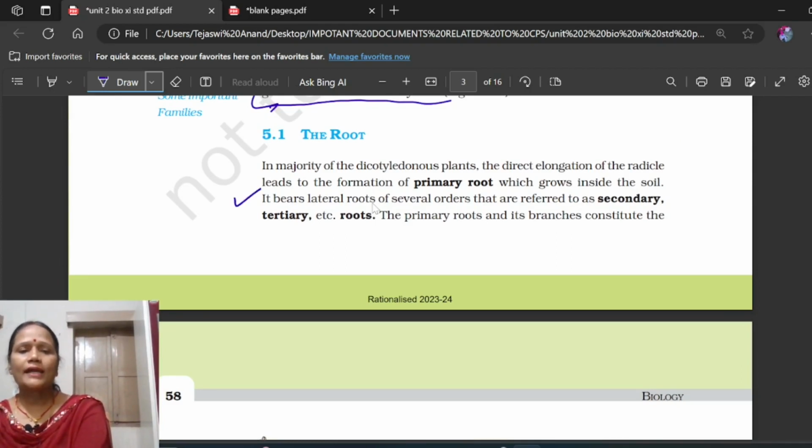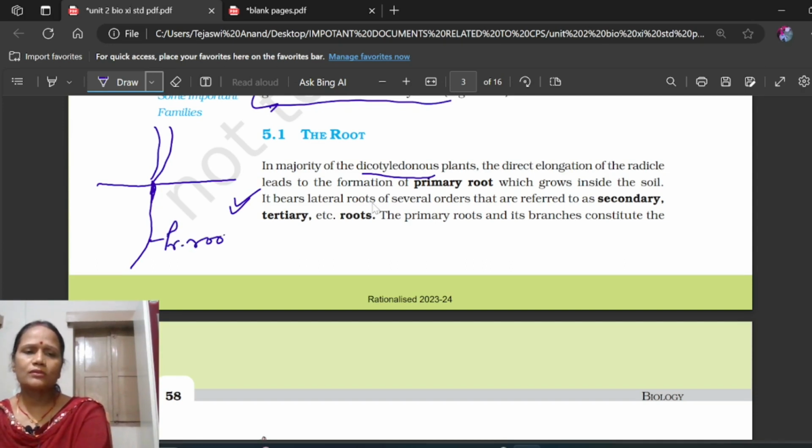Then I have discussed in my notes that in the majority of dicotyledonous plants, the direct elongation of the radicle leads to the formation of the primary root. I have told you like this, this is the ground level, and suppose this is a dicotyledonous plant, so the direct elongation of the radicle develops into the primary root. The branches that come from the primary root become the secondary roots, and the branches that come from the secondary roots become the tertiary roots. So you have to understand very well what are primary, secondary and tertiary roots.